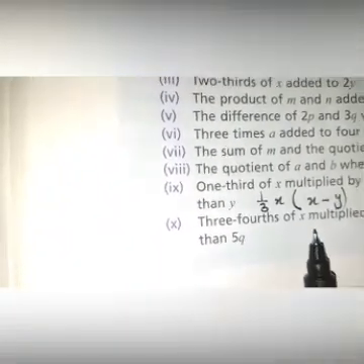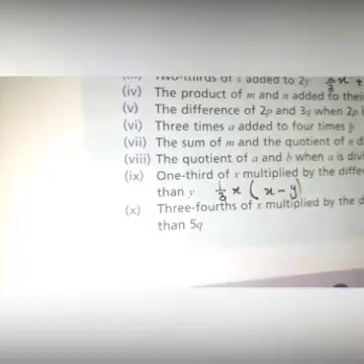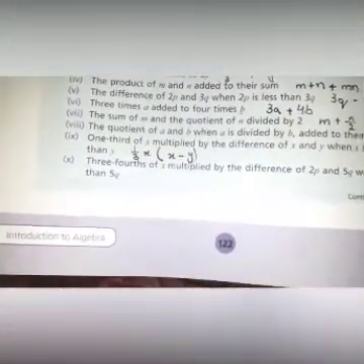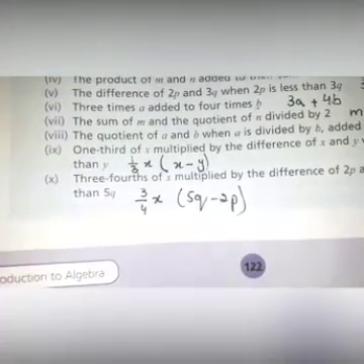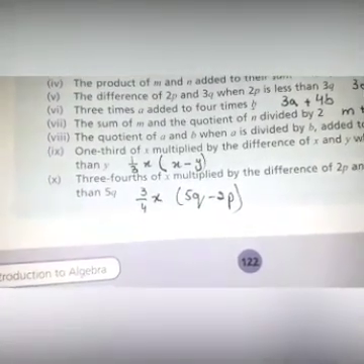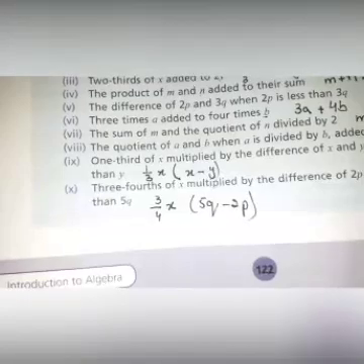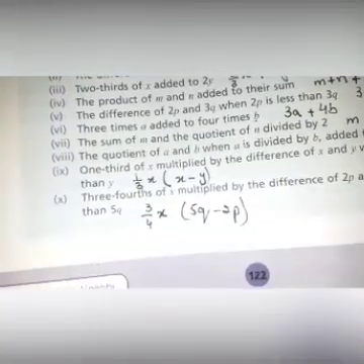Now part 10, 3/4 of x multiplied by the difference of 2p and 5q when 2p is less than 5q. The answer will be 3/4 x bracket, meaning it is multiplying with this value, 5q minus 2p.